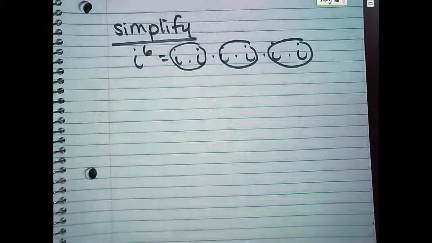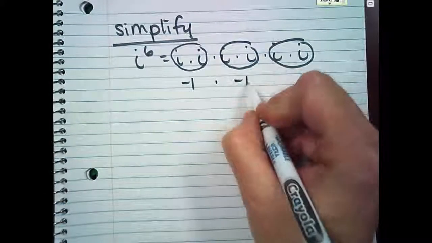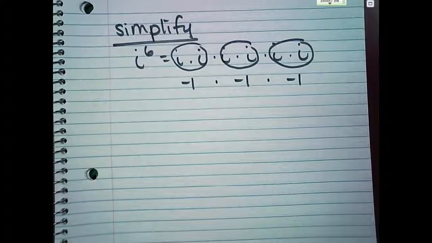So every group of 2 I get, I'm actually getting a value of negative 1. Negative 1 times negative 1 times negative 1, right? If I could break it up into groups of 2. Because every time I have a group of 2, my value is negative 1. Well, how many groups of negative 2 do I have? 3. Well, if you have an odd amount of groups, your answer is going to be positive or negative. If you have an even amount of groups, what's your answer going to be?